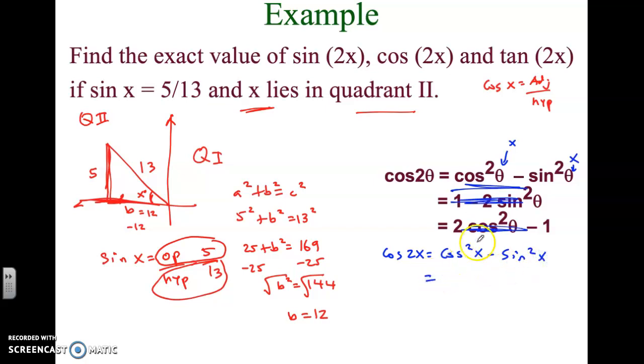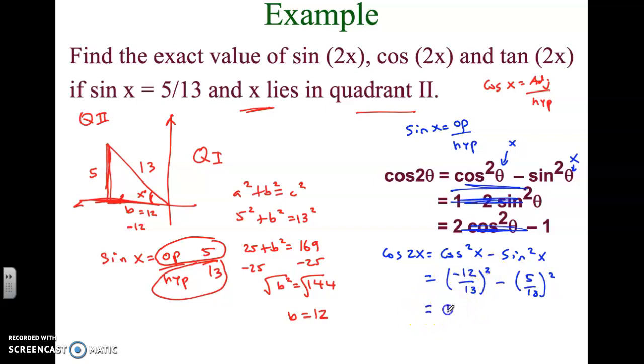Cosine is adjacent over hypotenuse. Adjacent is negative 12, hypotenuse 13. Negative 12 over 13, and remember, it's to the second power. Minus sine squared. Sine of x is opposite over hypotenuse: opposite 5, hypotenuse 13, so 5 over 13 to the second power.